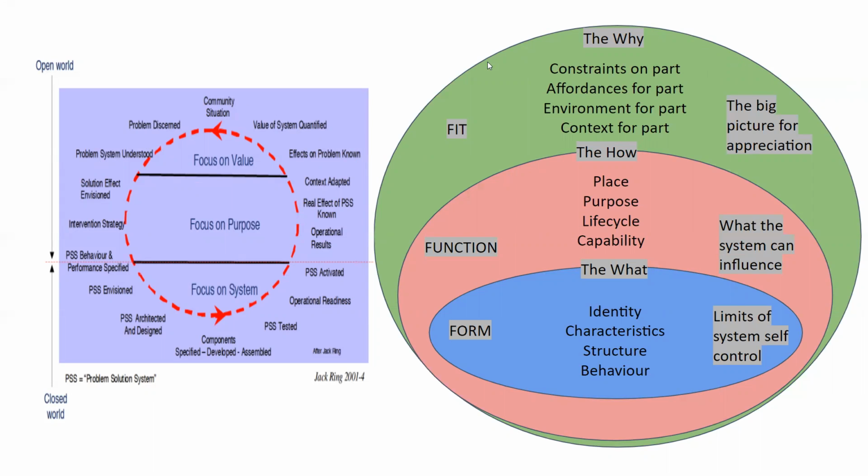That's this top bit. This is the big picture for appreciation. So again, it relates to AIC as well. So appreciation is up here, influence is here, which is focus on purpose. And then you've got the system at the bottom, the system itself in the context of the whole. So fit, function, and form is here.